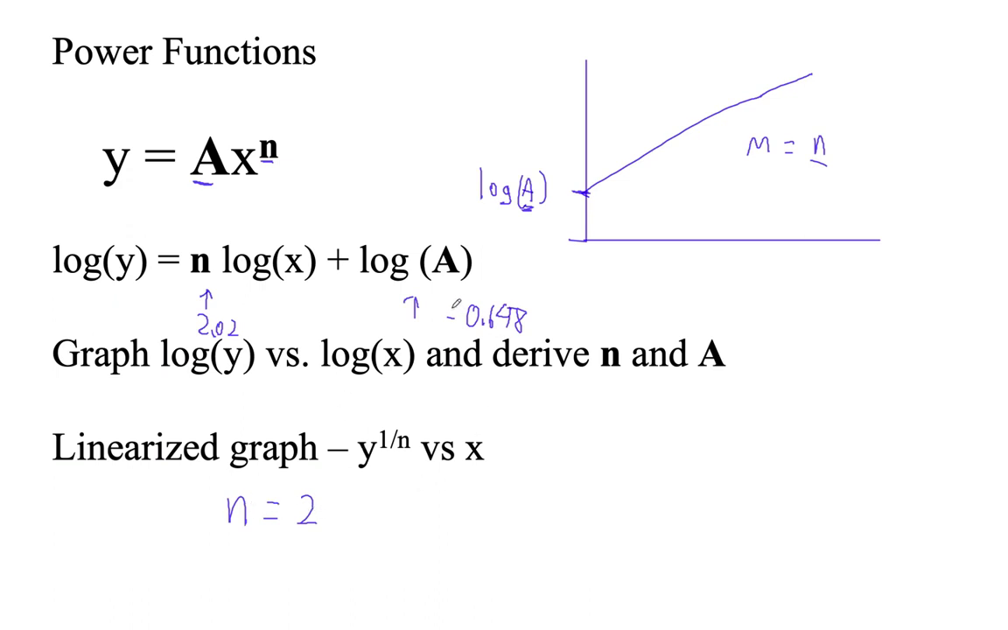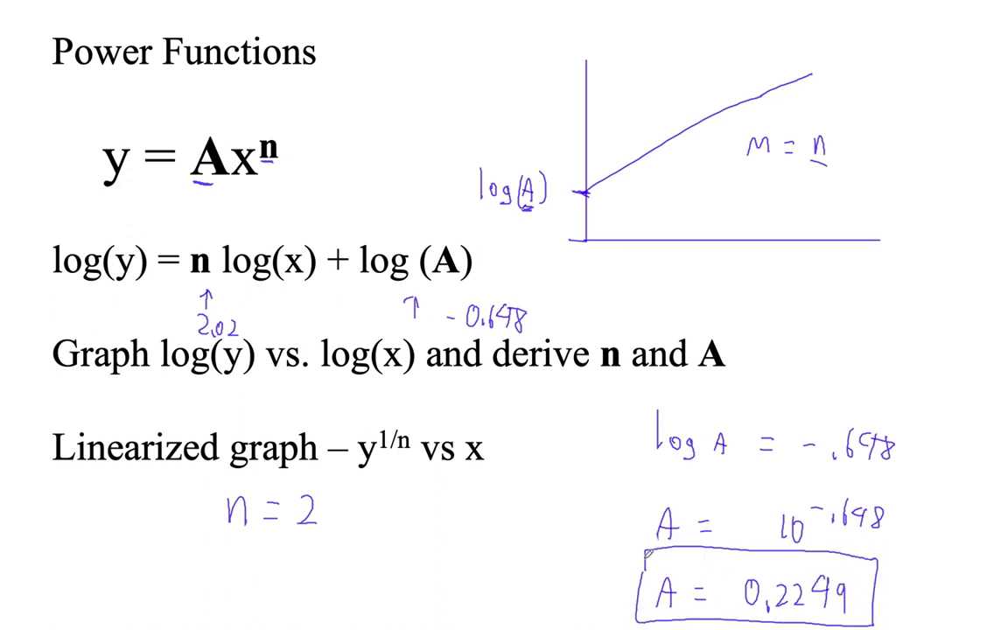So n is 2, and log a is negative 0.648. That means a is 10 to the negative 0.648. So let's do this: 10 raised to the 0.648. I got to make that negative. What I get for a is 0.2249. I'll tell you that I used 0.23 for a. So we got pretty close, but because of the random error, we're a little bit off, and that's just life.